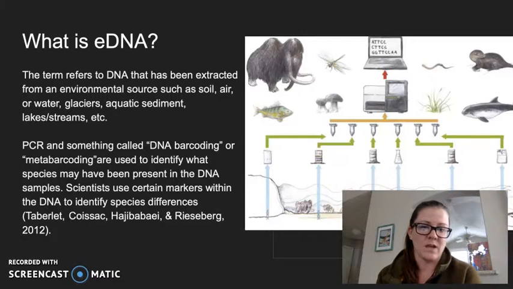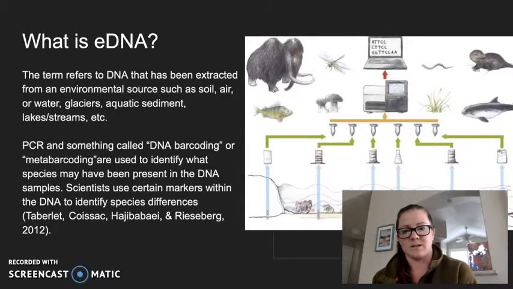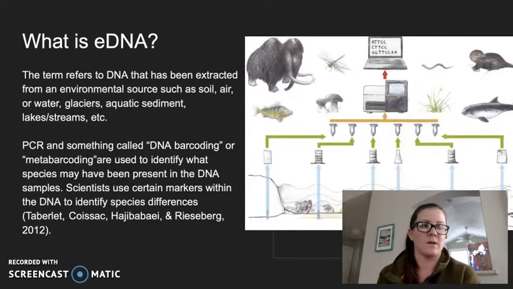What you do with that sample then is you do a PCR, which is polymerase chain reaction. Basically you're looking at the sequence of the DNA to help identify what that DNA is from. They do something called DNA barcoding or metabarcoding, looking at certain markers on the DNA to say this is this kind of plant or this is this kind of animal. They're trying to figure out what's in the sample, or what's been in that sample, to figure out the makeup of that community. So what plants are there, what animals are there, what microbes, and all that good stuff.